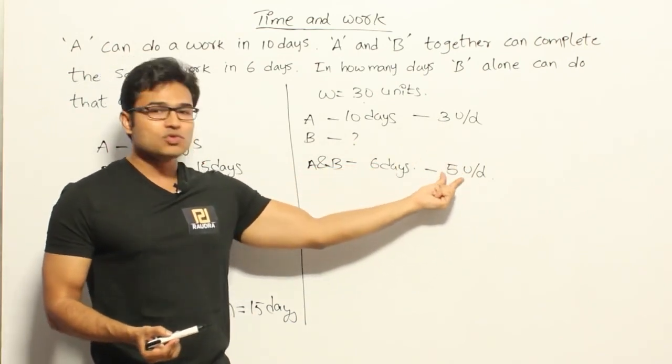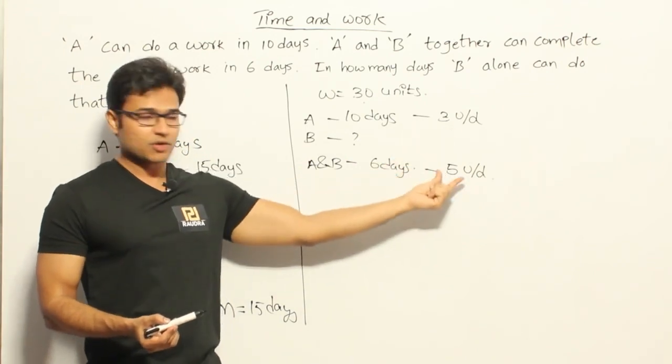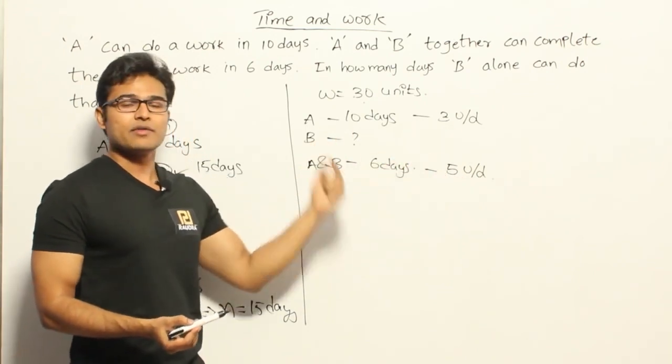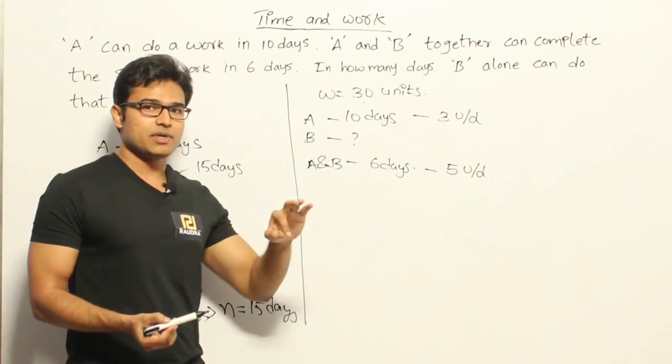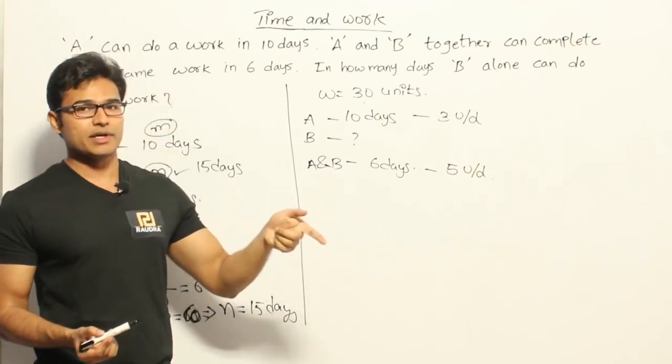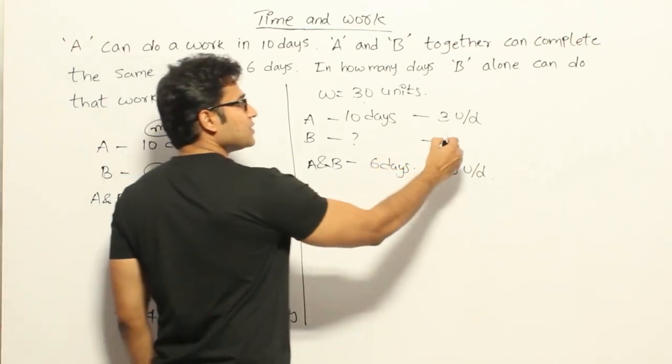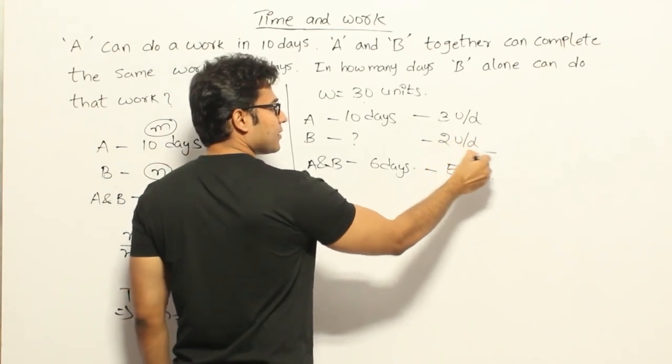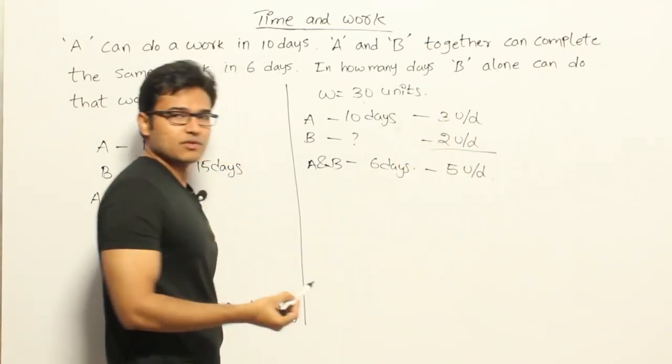Now how are we getting those 2 units extra from here to here? Because that is the contribution of B. Therefore B must be finishing 2 units per day, then only we are going to get 5 units here, isn't it? Right? When we add these two, it has to be equal to this.